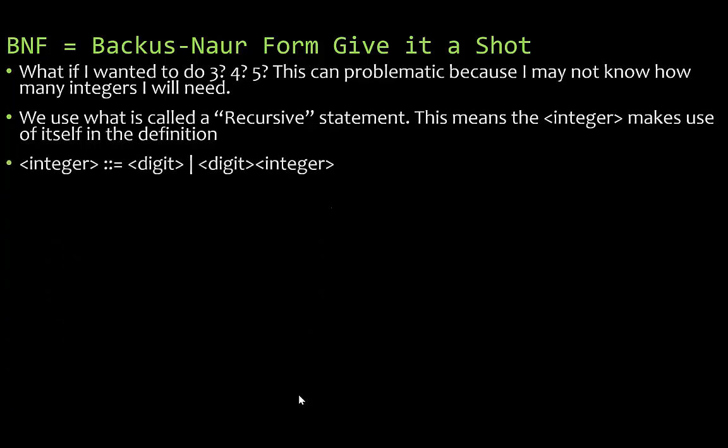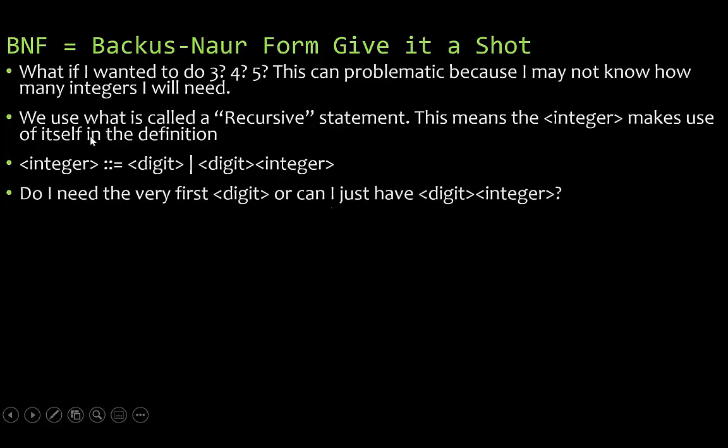What does that look like? Integer can be defined as a digit, or it can be defined as a digit and then integer. That calls itself again, so I can now put in another digit, or I can put another digit in and then call integer again, so I can make as many digits as I want.